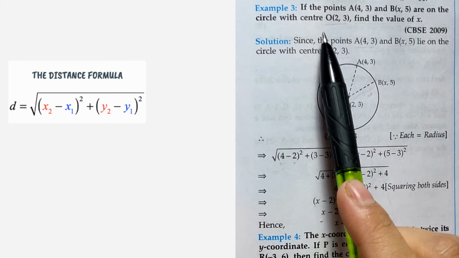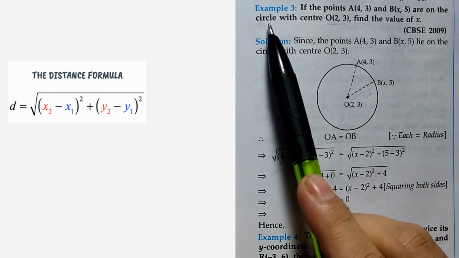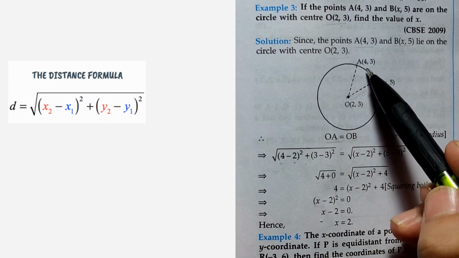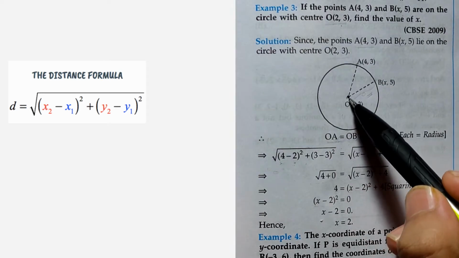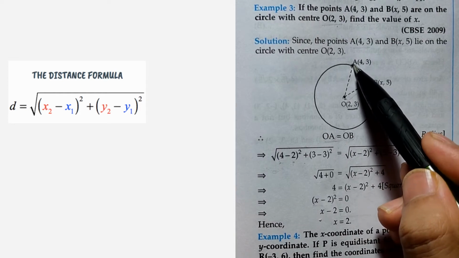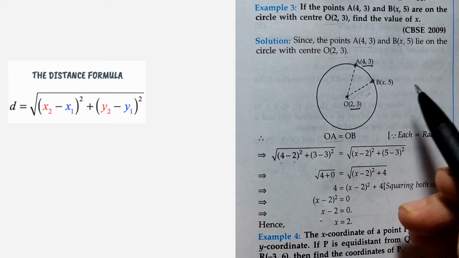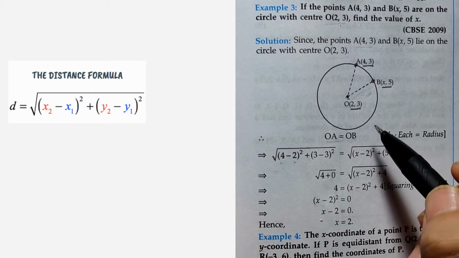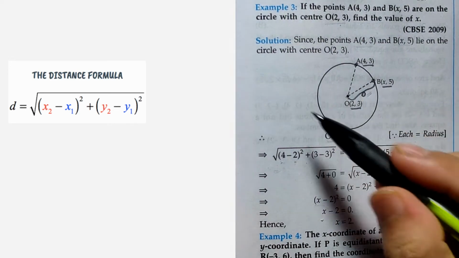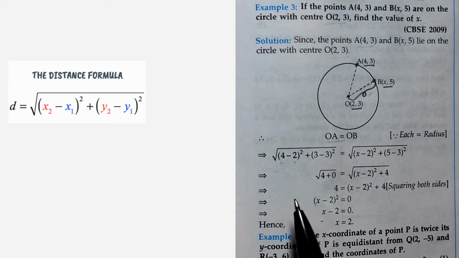Let us now look at a very interesting example. If the points A and B are on the circle with center O, find the value of x. So it will look something like this. This is a circle with center O. The coordinates are given to be (2, 3). And A and B lie on the circumference of the circle with coordinates (4, 3) and (x, 5) respectively. Now, it is to be understood that we cannot solve this problem with the previous method because here the distance is not given. So we'll have to find some other equation.